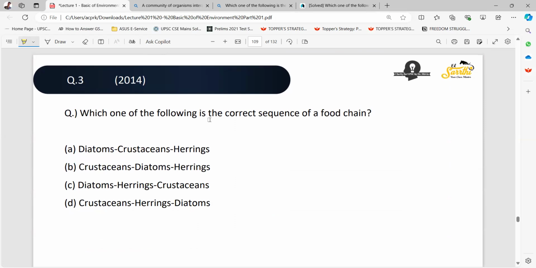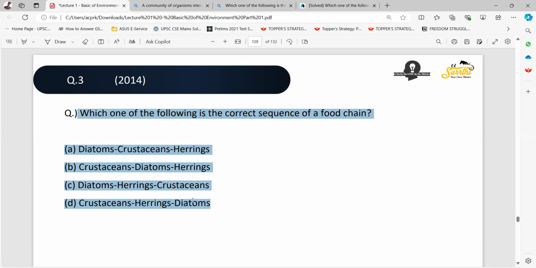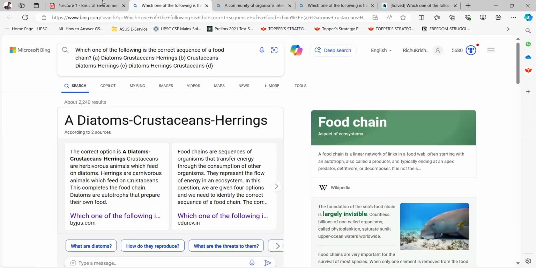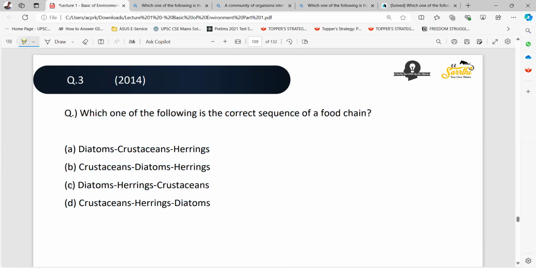Okay, next question. Which one of the following is the correct sequence of a food chain? Diatoms, crustaceans, herrings. Crustaceans, diatoms, herrings. Diatoms, herrings, crustaceans. Crustaceans, herrings, diatoms. I think it's diatoms, crustaceans, and herrings. Let's check. Diatoms, crustaceans, and herrings. Yes, correct answer.